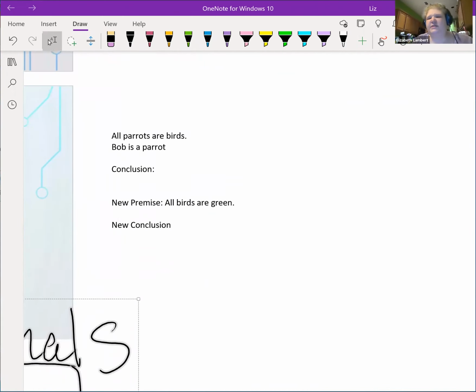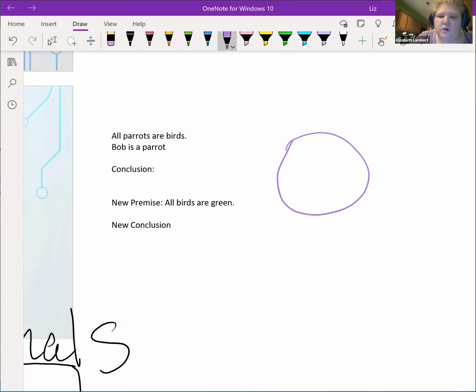So the first one I have is a specific state, a general, and then a specific statement to talk about how we're going to represent this and sound versus valid. So all parrots are birds. All right, so all parrots are within the larger set birds, and then Bob is something in that. So we have birds, and then within that, parrots. And then Bob is a parrot.